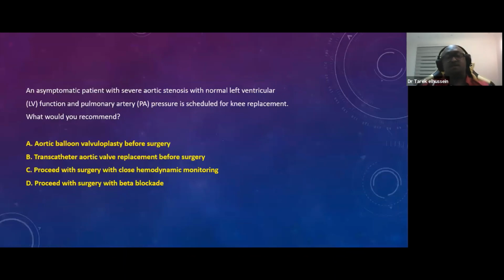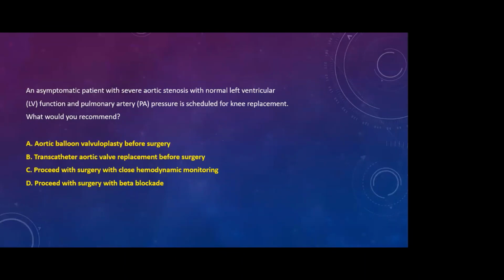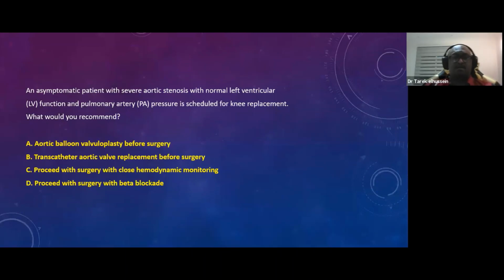Asymptomatic patient with severe aortic stenosis, normal LV function, scheduled for knee replacement. What would you recommend? Valvuloplasty before surgery, TAVI before surgery, proceed to surgery with close hemodynamic monitoring, proceed with surgery and beta blockers. Come on, guys. I'm seeing here only one response, which is C so far. Let's look at the responses of the others. Okay, C, C, C. So let's see the answer. The answer is C, excellent.